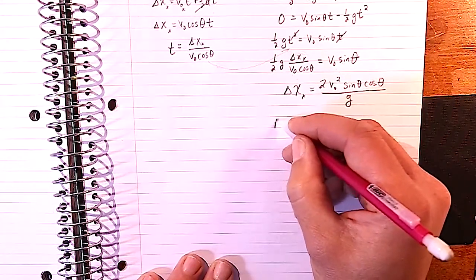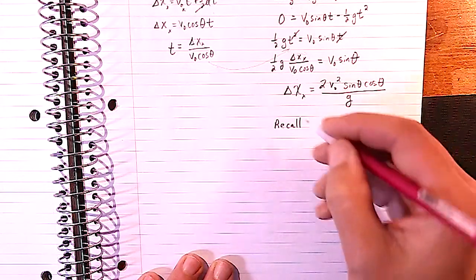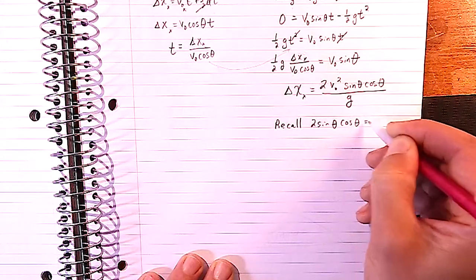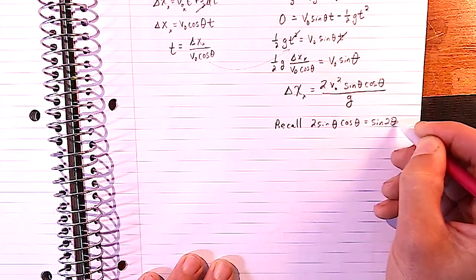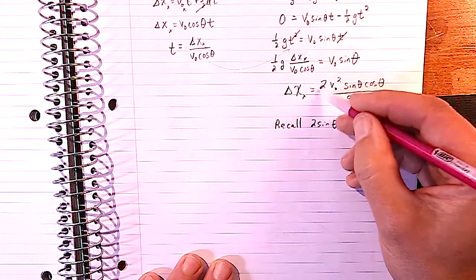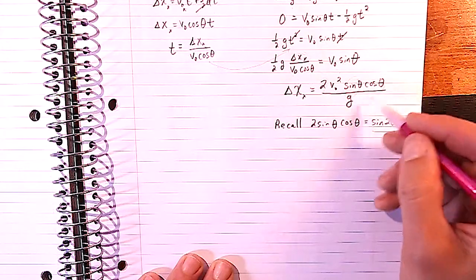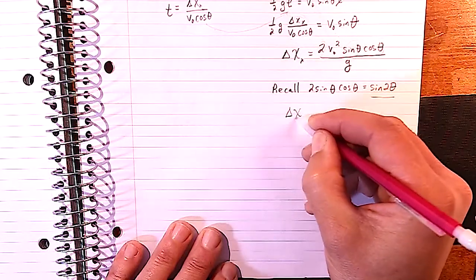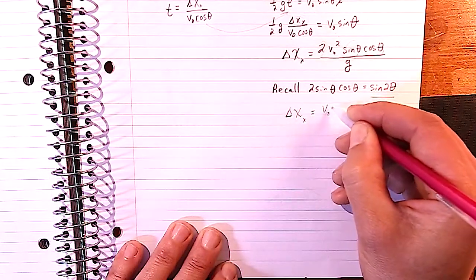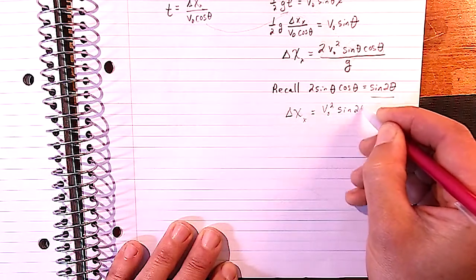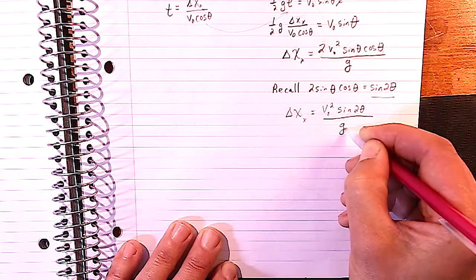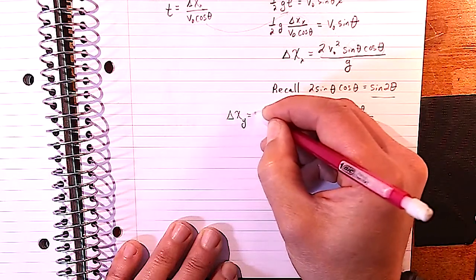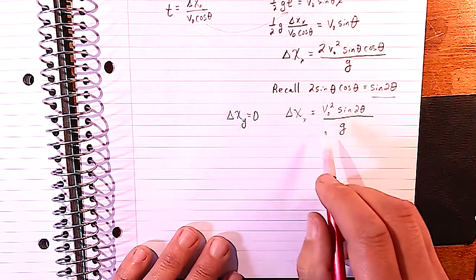Now, if you recall from math that 2 sine theta cosine theta is equal to sine 2 theta, then we can sub in sine 2 theta. We have a 2, and we have a sine theta and a cosine theta. So we can rewrite this as delta x equals v naught squared sine 2 theta over g. Now, keep in mind, this is only true when delta y is 0. If this was launched off a cliff, you can't use this formula.